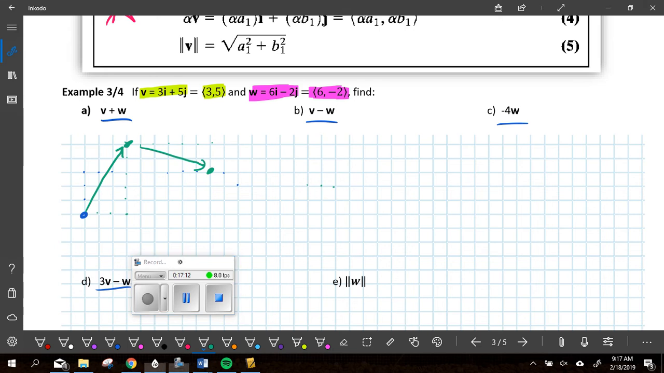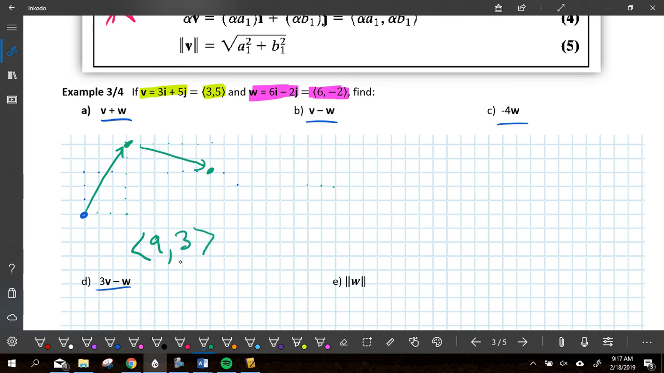Hannah, what'd you get for your x value on this first one? 9. Good. And your y value? 3. She just took these 2 numbers, 3 plus 6 to get her 9, and 5 plus negative 2 to get 3. If we were to draw it out, this is a graph of v. We went up 5, right 3. This is a graph of w. We went right 6 and down 2. Our resulting vector, this one right here, is over 9, up 3. You can do it by pictures. You can do it algebraically. Let's look at the next one.